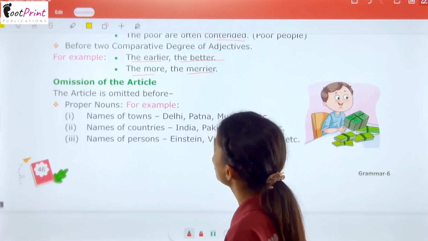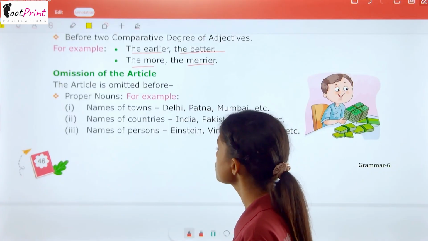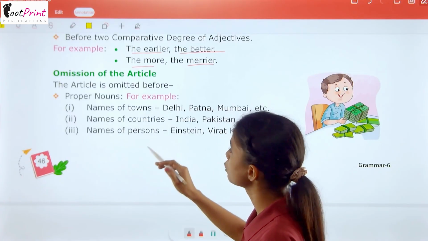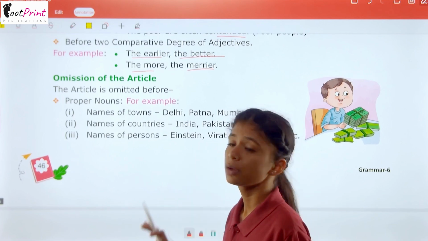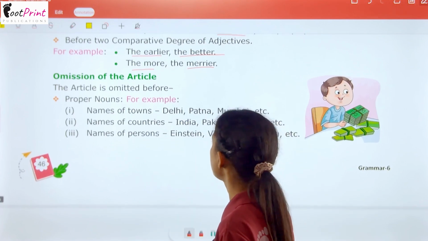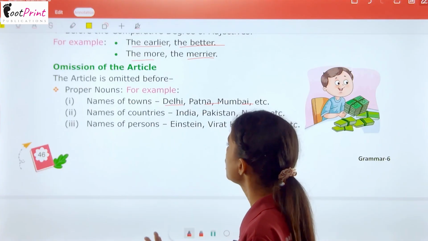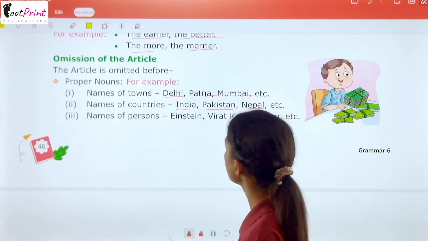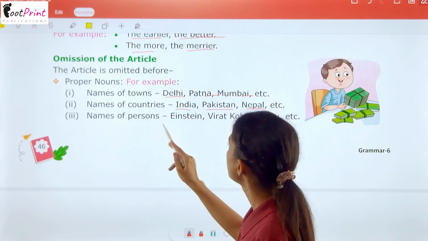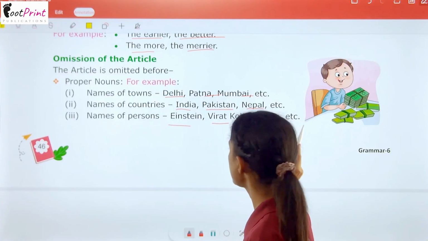Now, omission of the article. The article is omitted before the names of towns. In proper nouns, it is omitted with the names of towns: Delhi, Patna, Mumbai. We are not using the with it. Names of countries: India, Pakistan, Nepal. Not using an article with them. Names of persons: Einstein, Virat Kohli, Nehru.